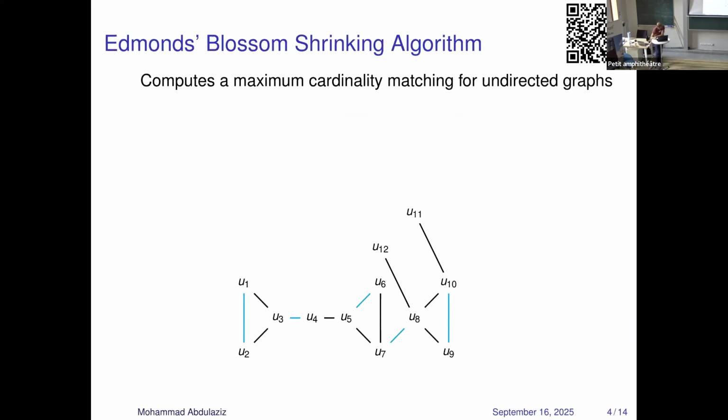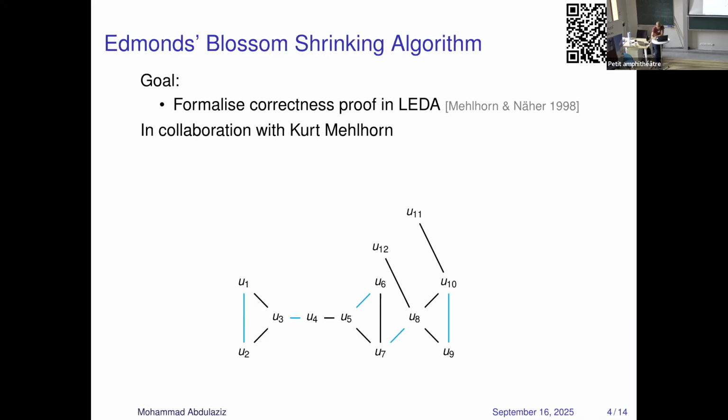What we did in the library, or the first project that I did in this library, was formalizing Edmonds' blossom shrinking algorithm, which is an algorithm to solve this maximum cardinality matching problem for general undirected graphs. So not bipartite graphs, but general graphs. The goal at the time was to formalize a correctness proof from a specific book that is associated with the C++ library LEDA, by Kurt Mehlhorn and Stefan Näher from the 1990s. This work was done mainly in collaboration with Kurt Mehlhorn, but TBS at least contributed some ideas, though it's mainly with Kurt Mehlhorn.